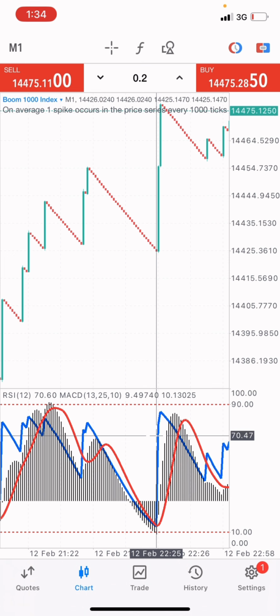Now remember what I said, guys, on the boom 1000 index, the market takes a little bit of time before the spike comes into the market.